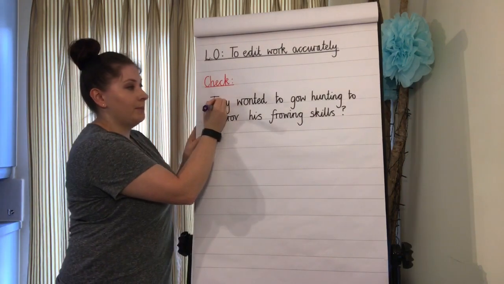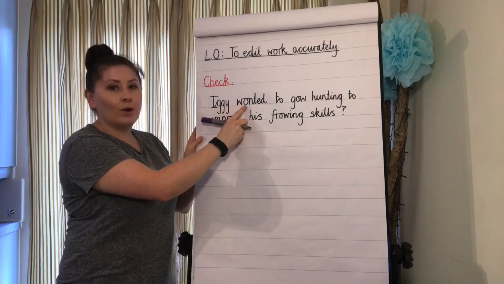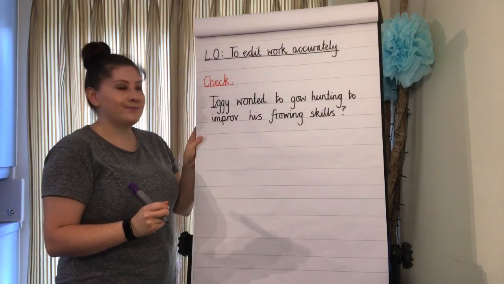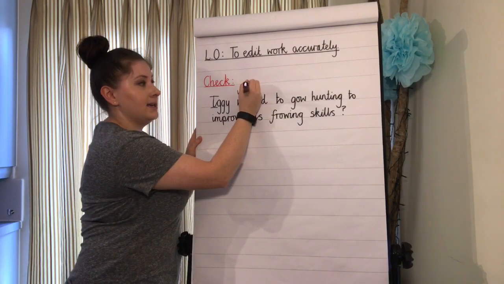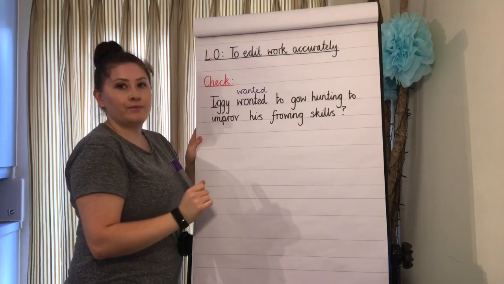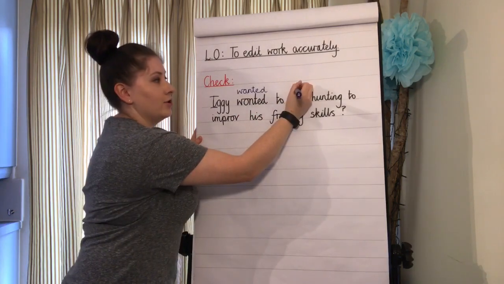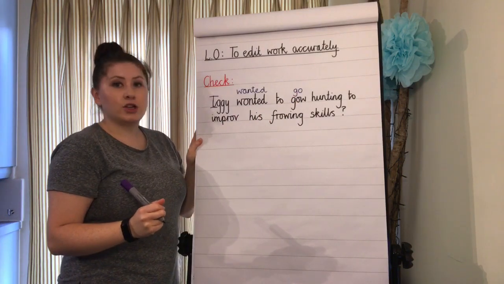I've got my purple pen and I'm making my edits with my purple pen. Iggy wanted. Does that look right? No, it's not an O, it's an A. I'm going to write the word correctly above. Wanted to go. That's right. Go should just be G-O. Wanted to go hunting to improve.